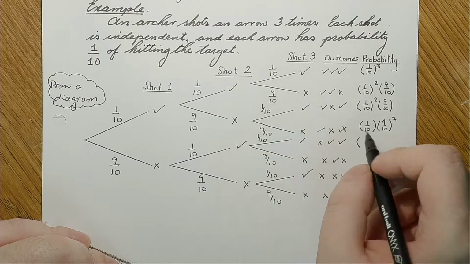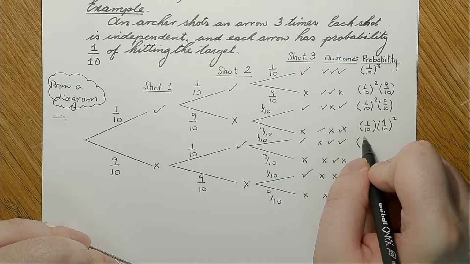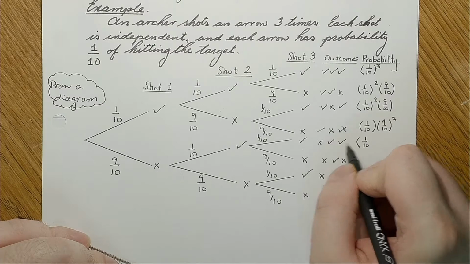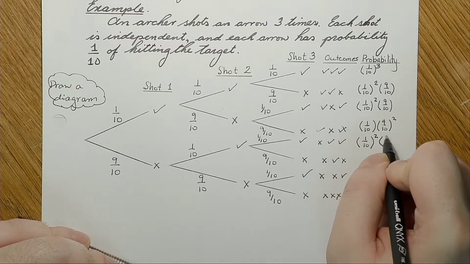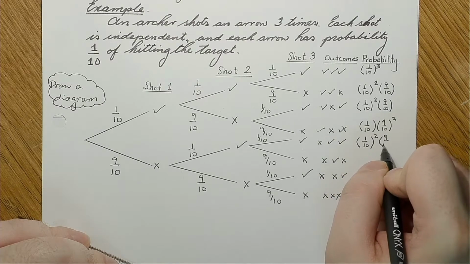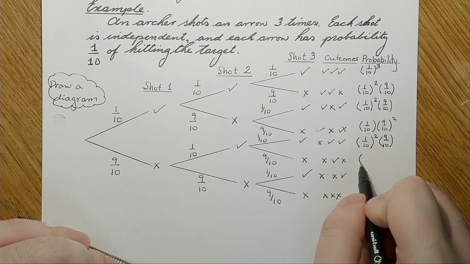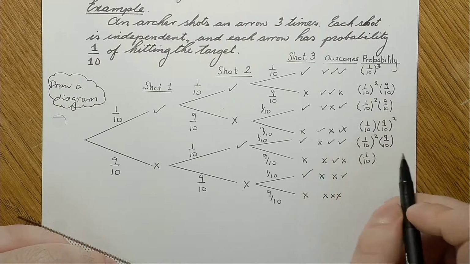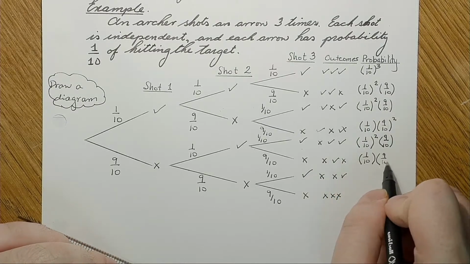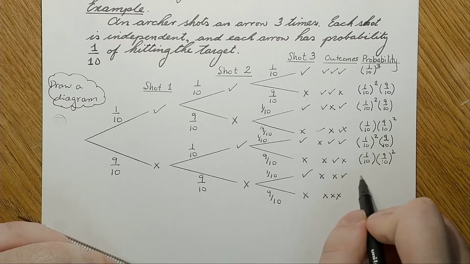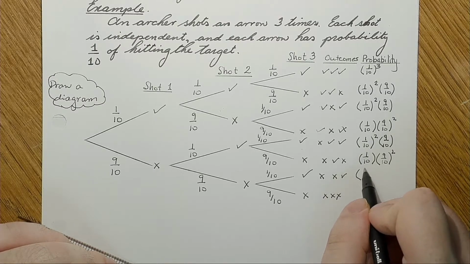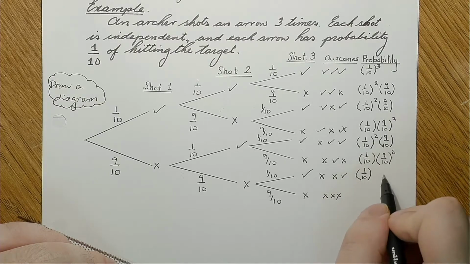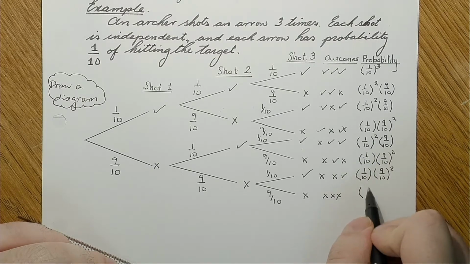Over here I have 2 hits, 1 miss. Here's 1 hit and 2 misses. Again, 1 hit, 2 misses. And lastly, I have 3 misses.